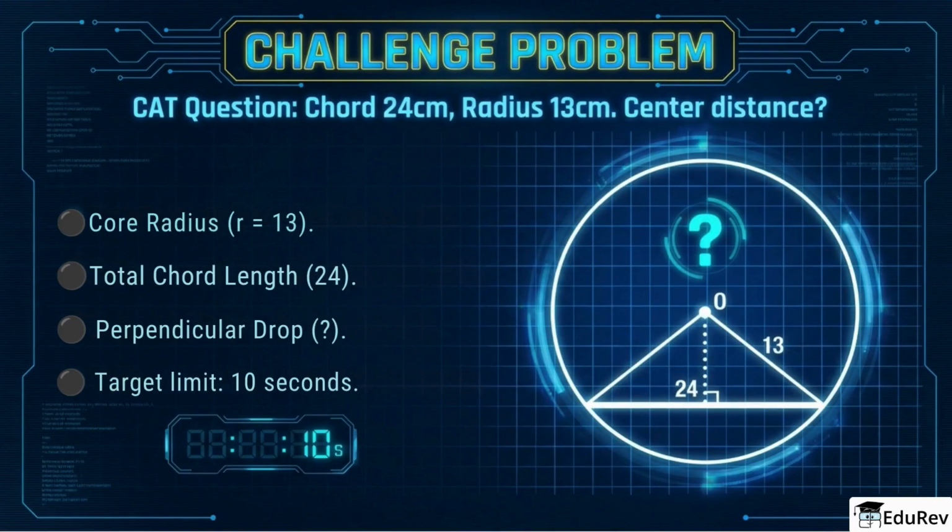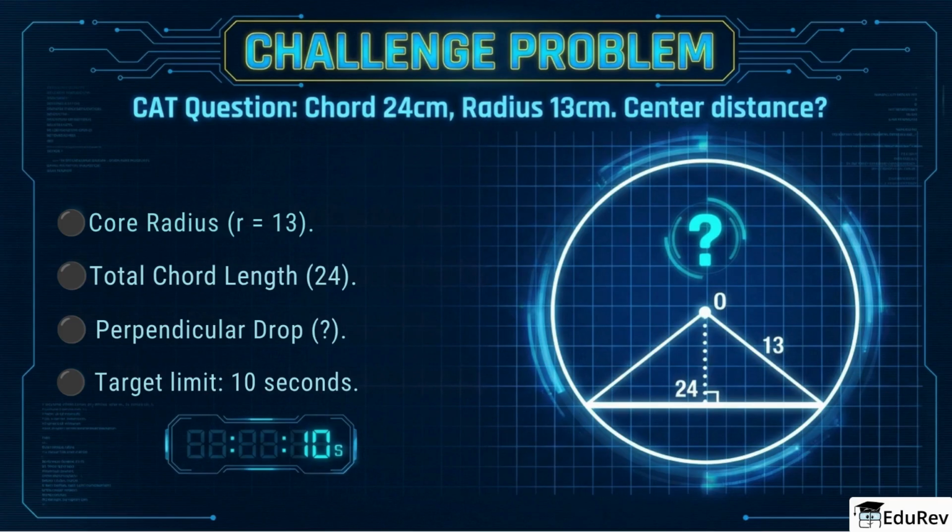This setup is very clean if you read it the right way. The chord is given as 24 centimeters and the radius is 13 centimeters. So those two numbers are your starting anchors. The question is asking for the distance from the center to the chord, which is the perpendicular drop, that unknown d shown in the diagram.